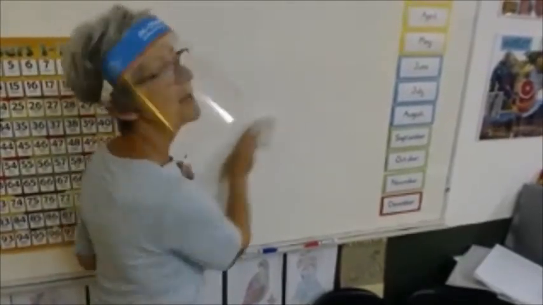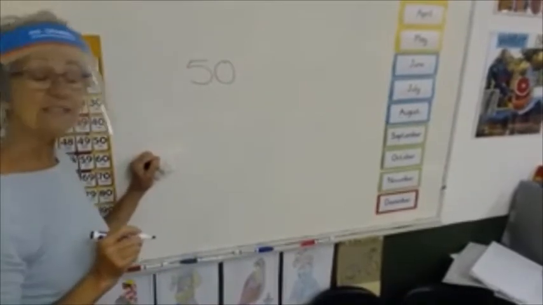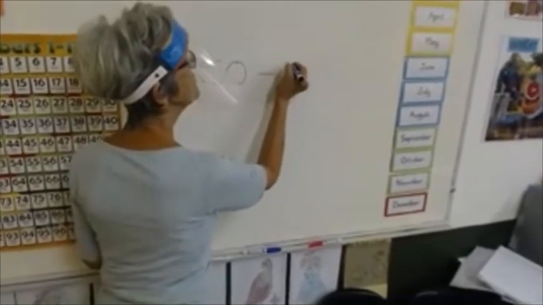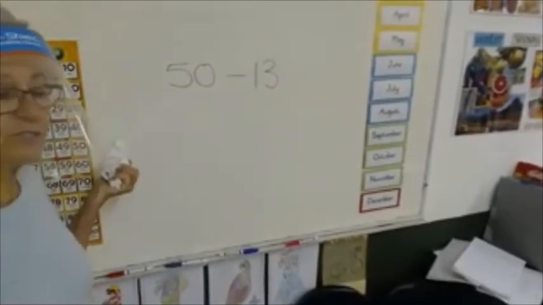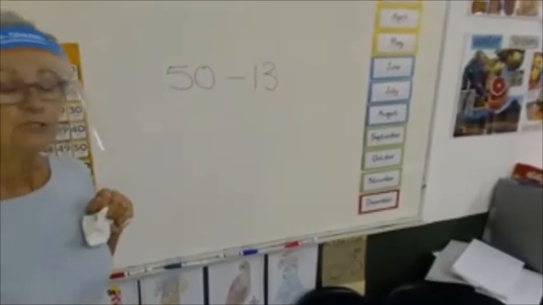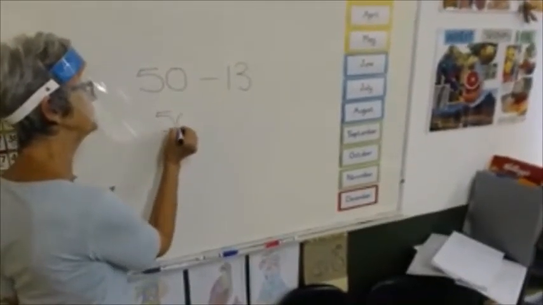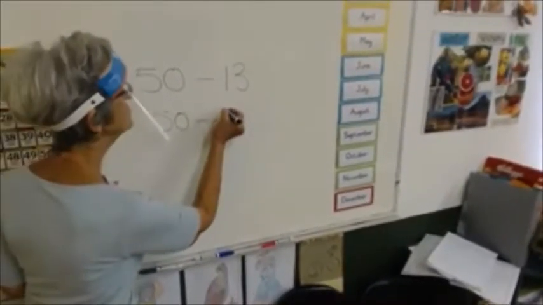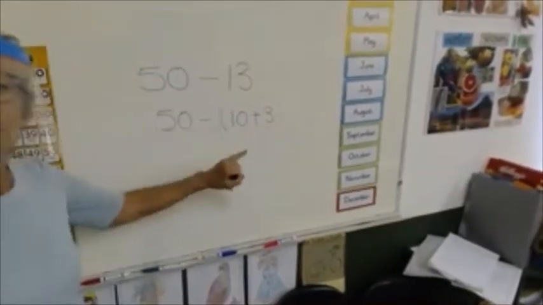Matt has got 50 marbles. At break time, he plays with his friend and he loses 13. Right. He loses 13. What are we going to do now? We keep 50 whole, and we break down 13. So, let's put it in brackets. 10 plus 3 gives us 13.